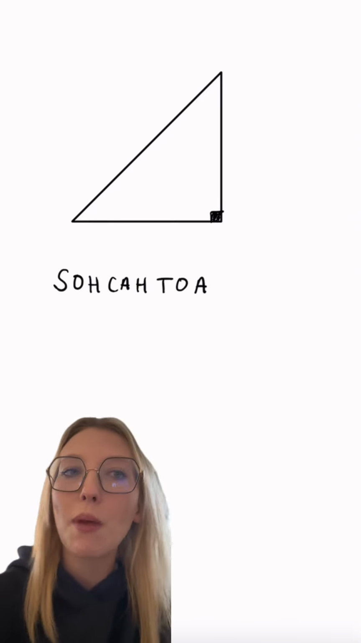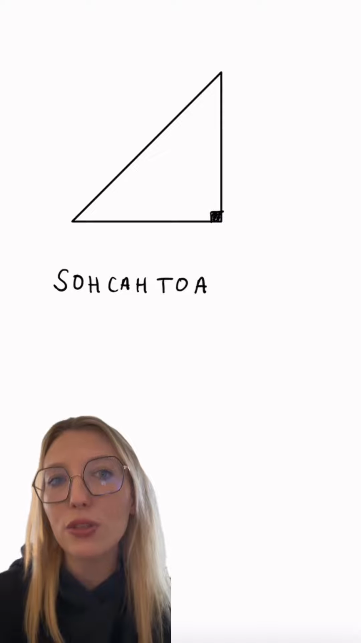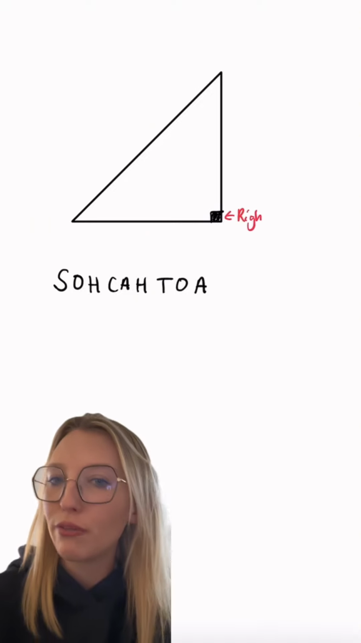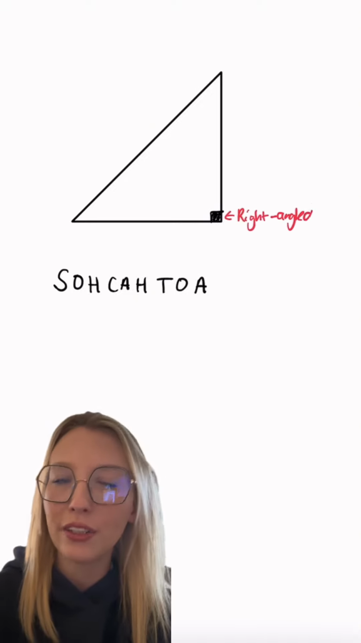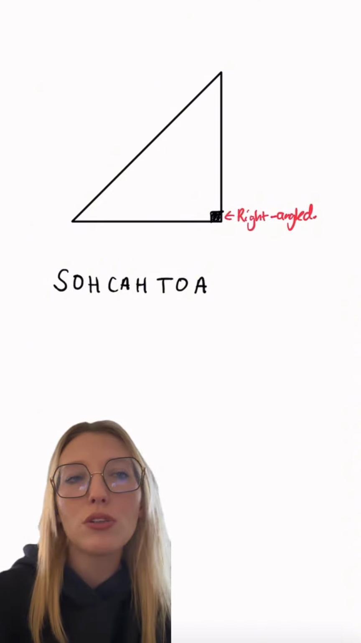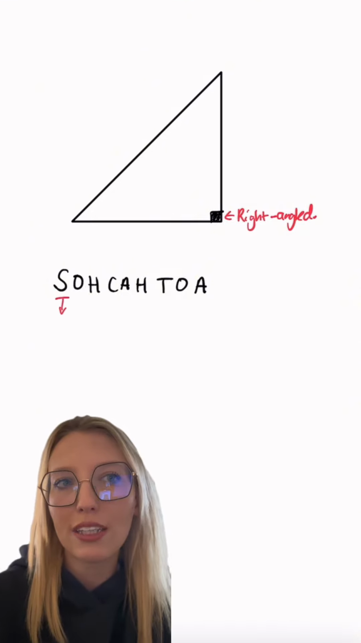Now, the first thing you need to remember about SOHCAHTOA is it applies to right-angled triangles only. So if you have got a right angle, you can go ahead and use SOHCAHTOA. Now, what does SOHCAHTOA mean? Well, let's just take a look at the individual parts.